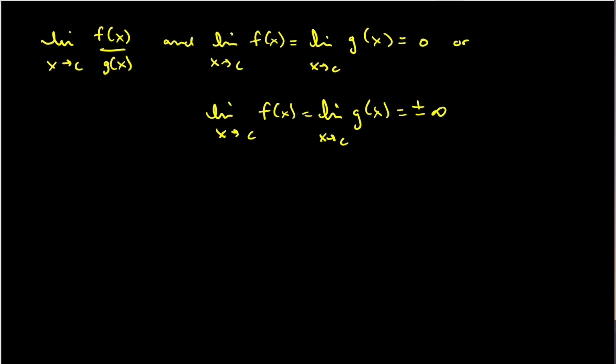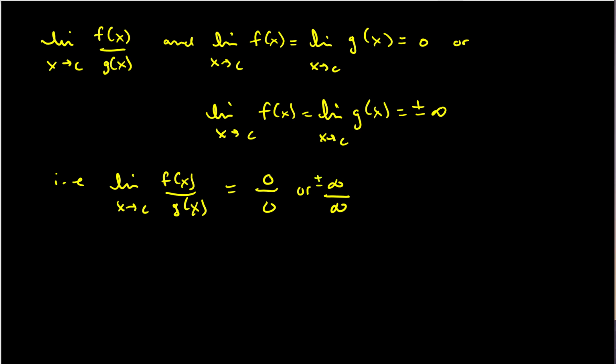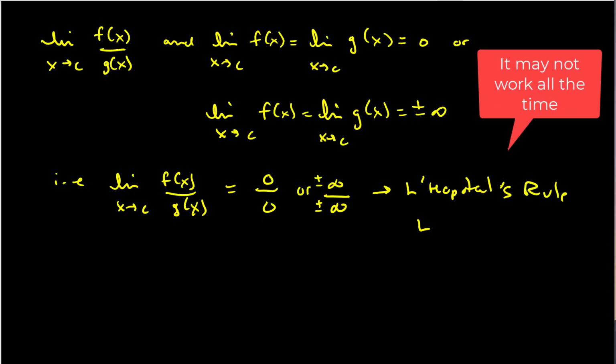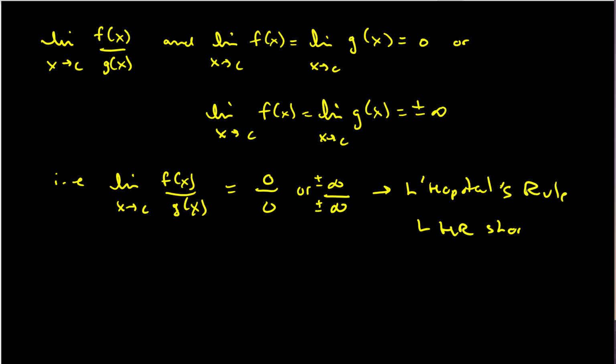When this is the case, that is, while evaluating the limit as x tends to c of f of x over g of x, we arrive at a solution that happens to be 0 over 0 or plus or minus infinity over infinity, then we'll employ L'Hopital's rule, or LHR for short.